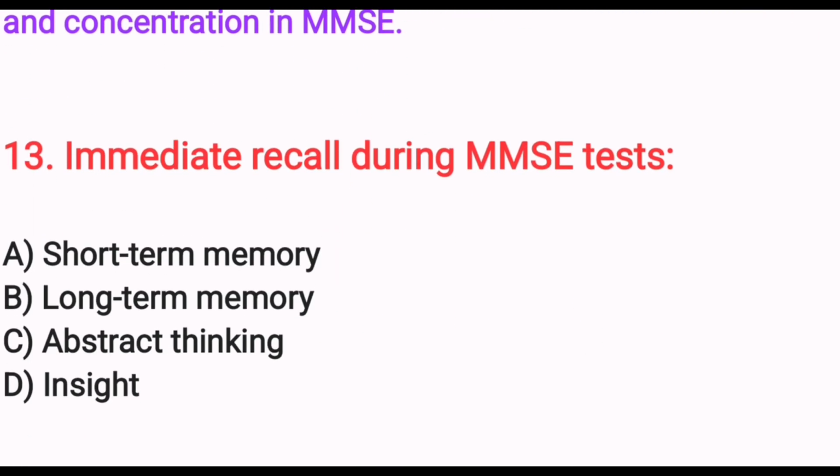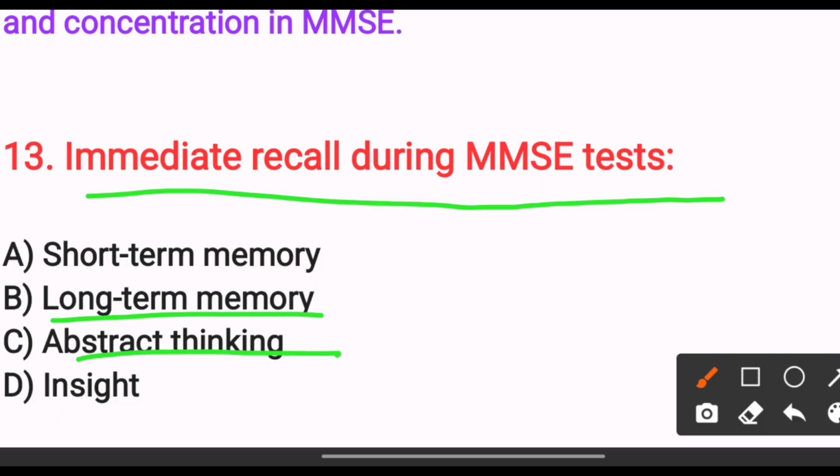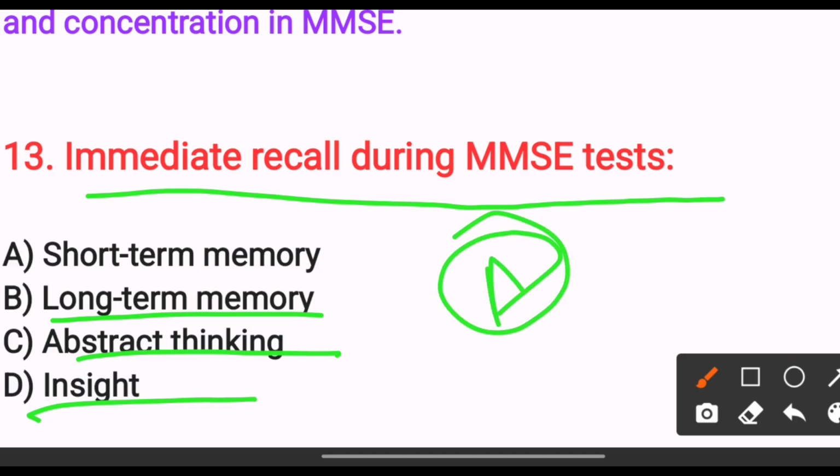Next, immediate recall during the mini mental status examination is a test of what? Option A, short-term memory. Option B, long-term memory. Option C, abstract thinking. Option D, insight. The answer is option A, short-term memory, because immediate recall evaluates the ability to retain new information briefly. So the answer is option A.